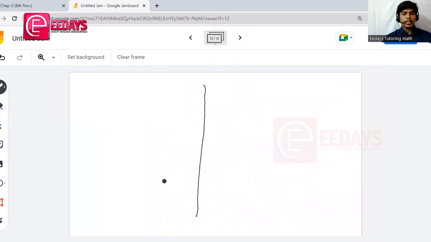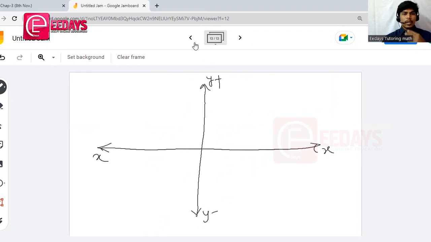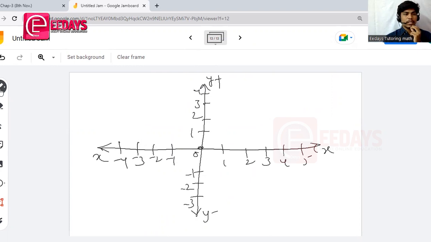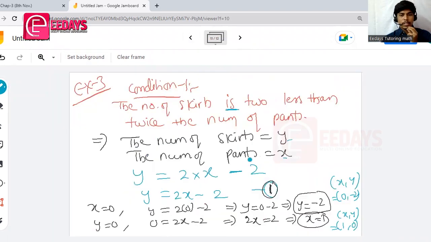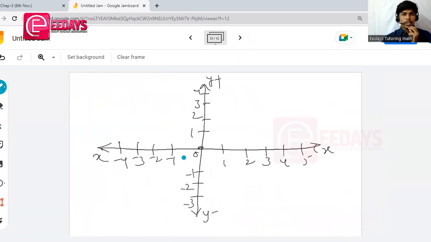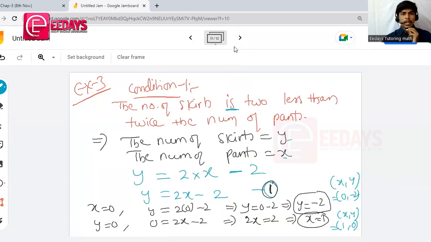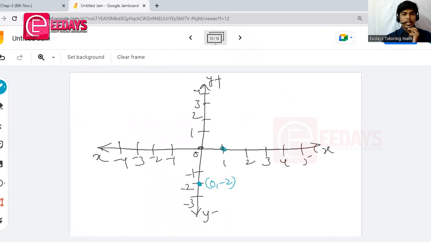You just draw it in the graph like this. This is y plus, this is y minus, x plus. Okay, let's substitute the values. So 0, 1, 2, 3, 4, 5, and minus 1, minus 2, minus 3, minus 4 like this. I'm drawing the rough graph. Let's take the first equation. We get 0 comma minus 2, it is located here. And the second point 1 comma 0, it is located here.